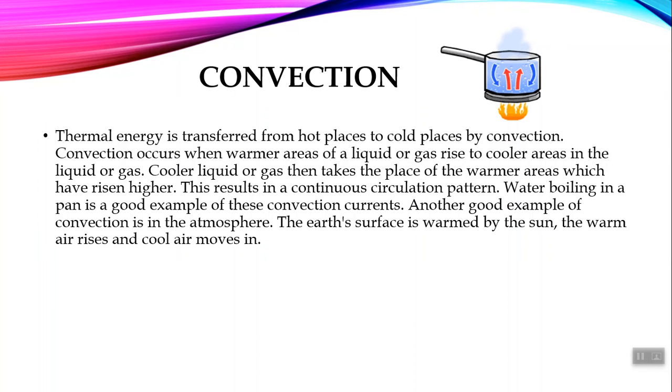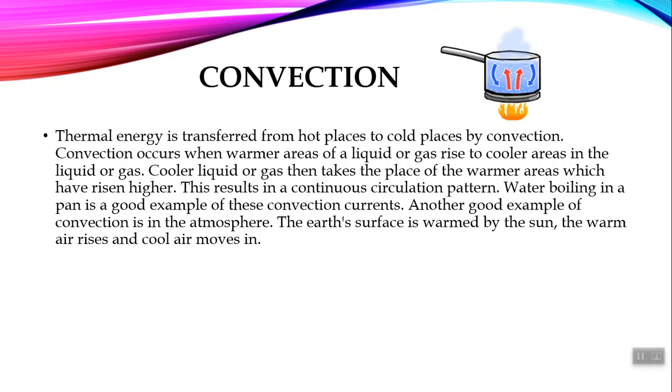Next, what is convection? The mode of warm material that rises, cools off and sinks, again producing a continuous circulation of material, is called convection. In liquids and gases, heat is transferred by the process of convection. Thermal energy is transferred from hot places to cold places by convection.